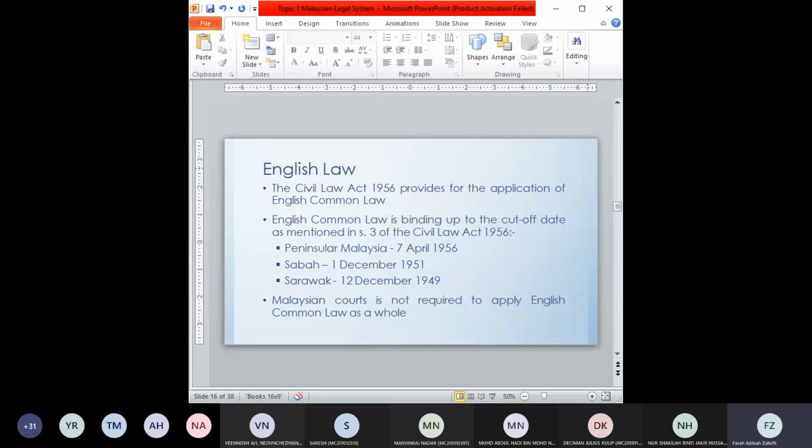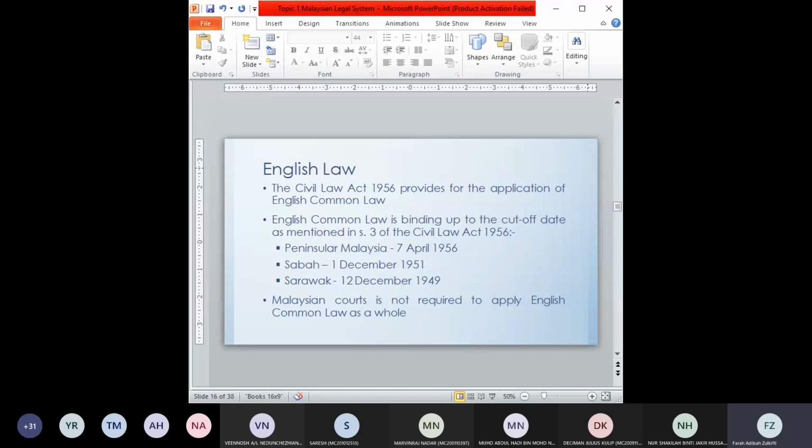But there is a cut-off date, which means that we can use English law, but we cannot use the latest English law. The cut-off date is mentioned in Section 3 of the Civil Law Act 1956. We can use English law in Peninsular Malaysia up to 7th April 1956. So any law enacted before 7th April 1956 is binding in Malaysia. Any English law made before 1st December 1951 is applicable in Sabah, while any English law made before 12th December 1949 is applicable in Sarawak. That is for using the English common law.